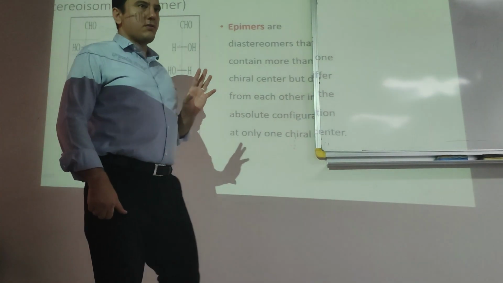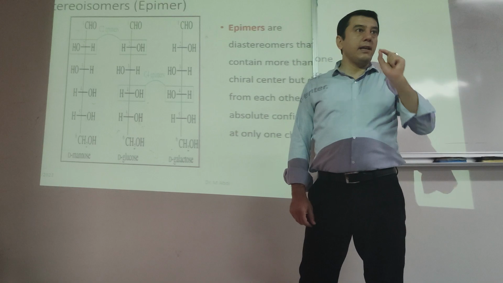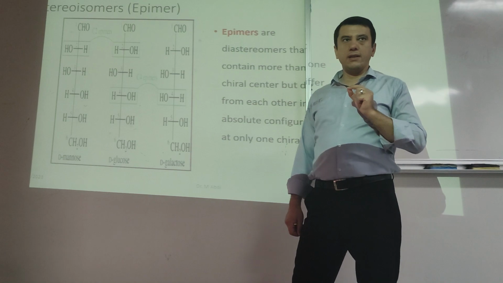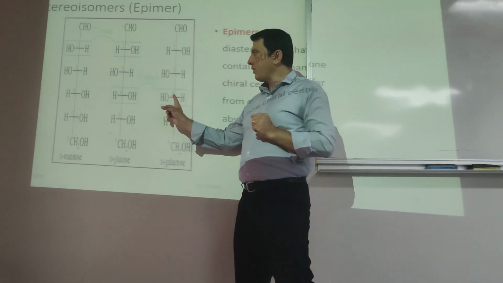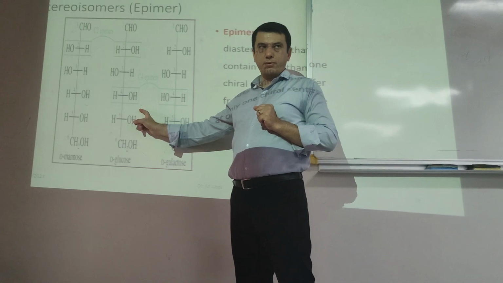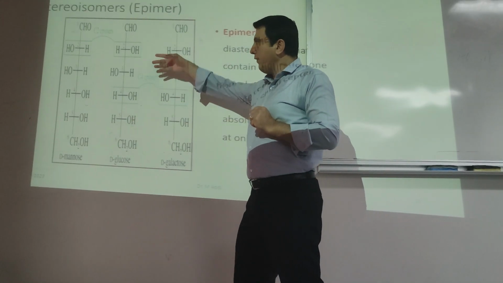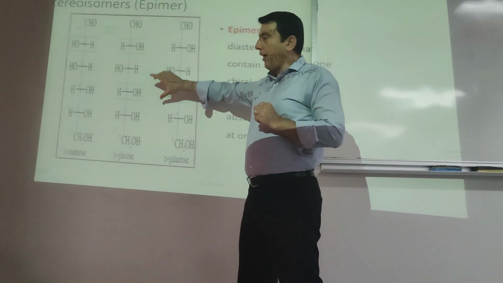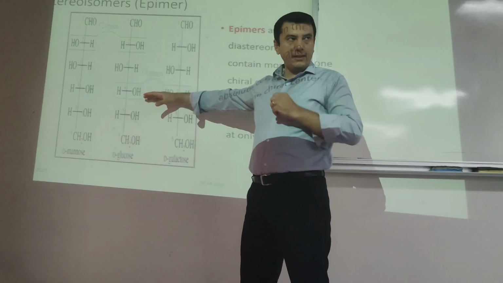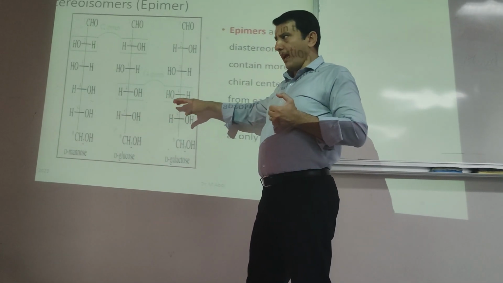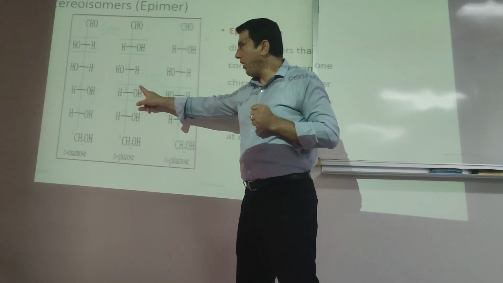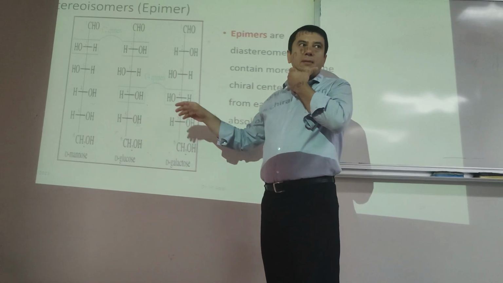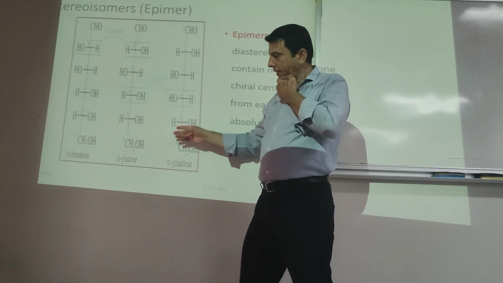What is the difference between two epimers? The only difference between two epimers is just one OH group. If two sugars have a similar structure, but differ in one OH group around a chiral carbon, we name such isomers epimers.